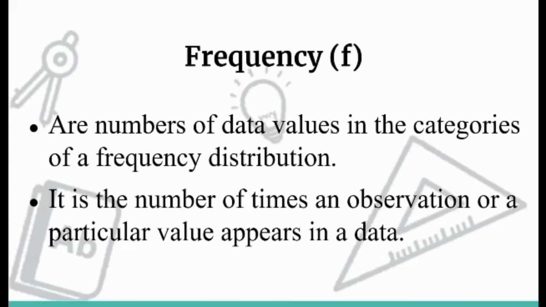The third column is the F, or the frequency. This is the number of data values of test scores in the categories of the frequency distribution. We get this by tallying. Let's go back to the frequency distribution table of test scores to get the F. For our class interval of 20 to 24, the F is 1 because only one person got a test score in the class interval of 20 to 24, which is 21.